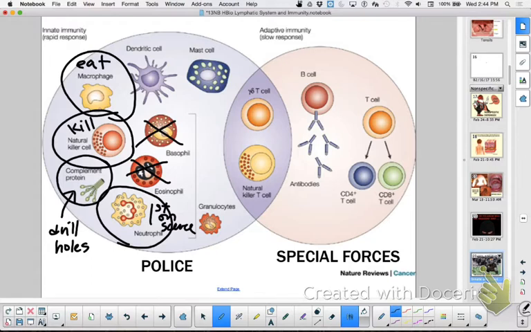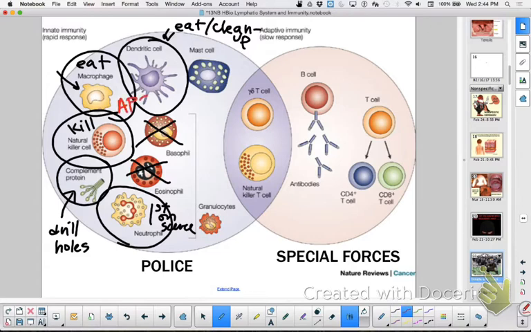What do macrophages do? They eat. Now, before they were a macrophage, they start out as a monocyte, and then they become these large macrophages. They're long-lasting. What do dendritic cells do? They eat, and they clean up the mess from the war, from the little disaster going on. Now, dendritic cells and macrophage cells are examples of antigen-presenting cells.